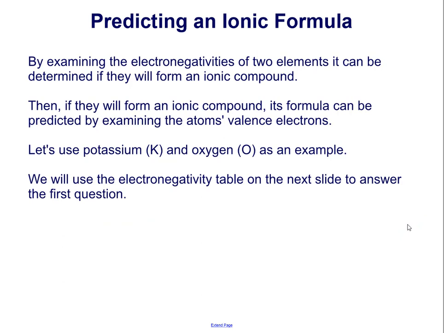Predicting an ionic formula. By examining the electronegativities of two elements, it can be determined if they will form an ionic compound. Then, if they will form an ionic compound, its formula can be predicted by examining the atom's valence electrons. Let's use potassium and oxygen as an example. We'll use the electronegativity table on the next slide to answer the first question.